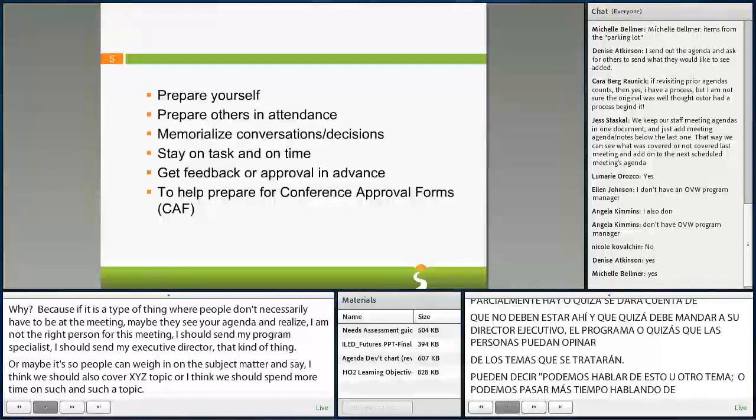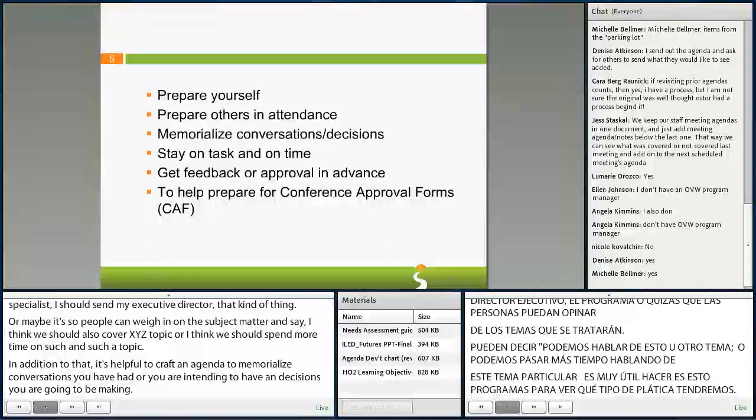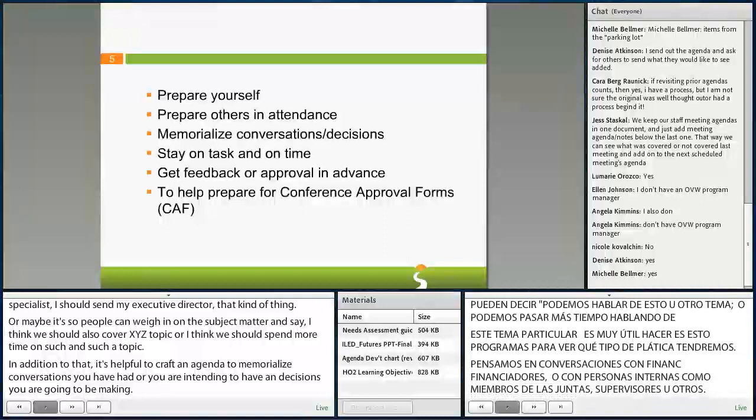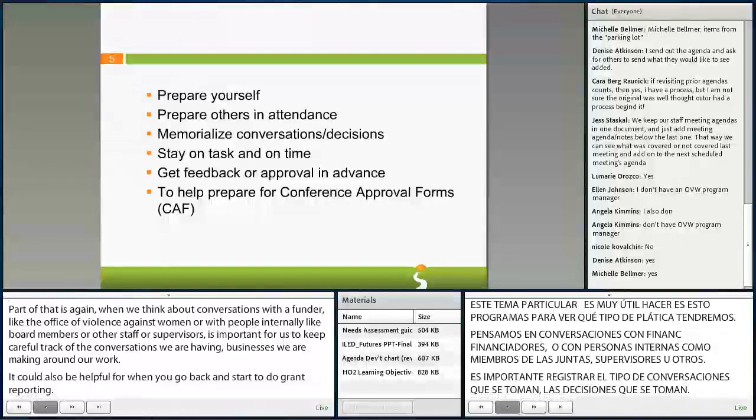Part of that is, again, when we think about conversations with a funder, like the Office on Violence Against Women, or with people internally, like board members or other staff or supervisors, it's important for us to keep careful track of the conversations we're having, decisions we're making around our work. It could also be helpful for when you go back and start to do grant reporting, if you have progress reports and things like that that you have to complete on a regular basis. Agendas help you to stay on task and on time.